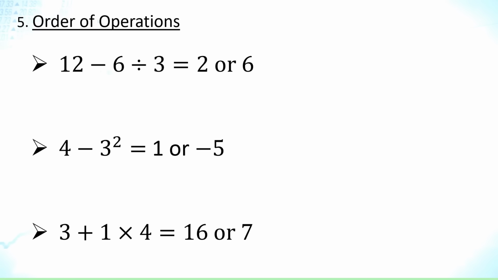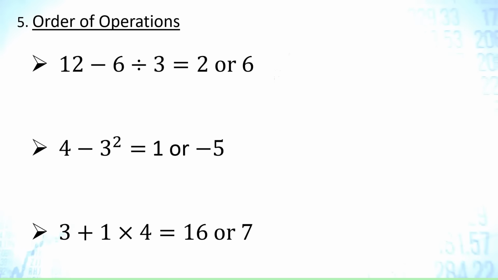The fifth common mistake is not using the order of operations. For example, in mathematics, there's an order that you need to follow to calculate certain arithmetic operations. So for example, what are you going to get for the first one? Let's say you have 12 minus 6 divided by 3. Do you get 2 or 6?